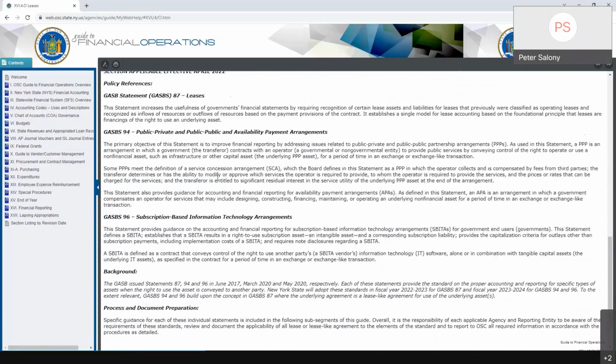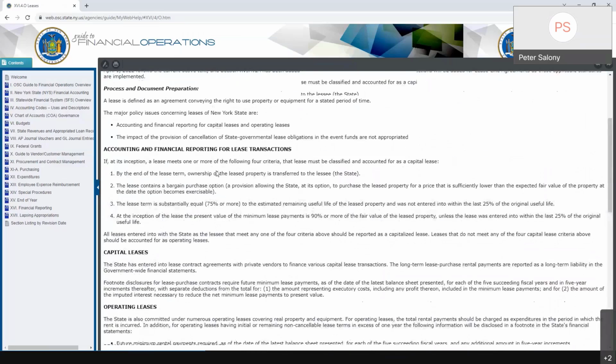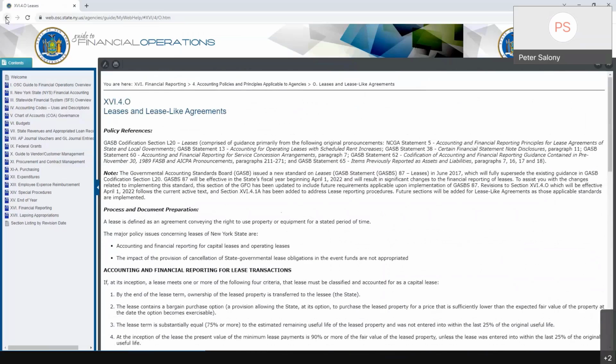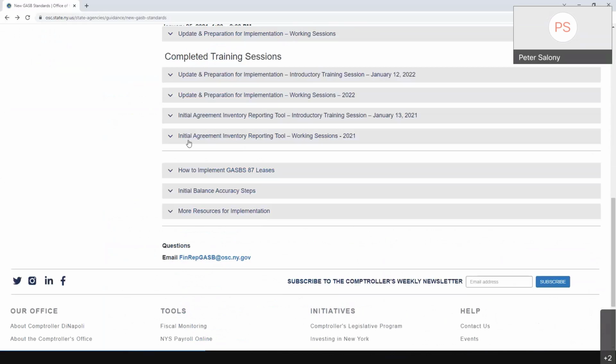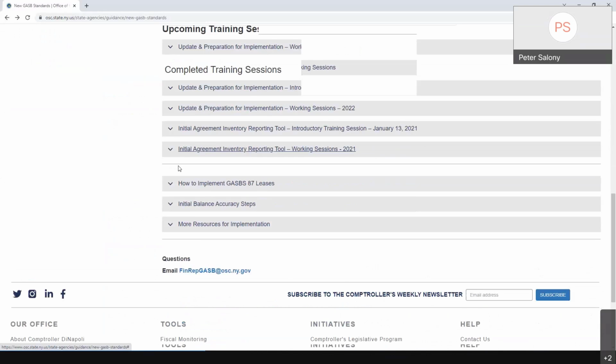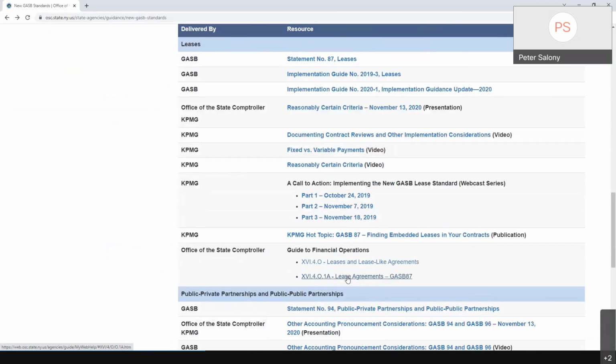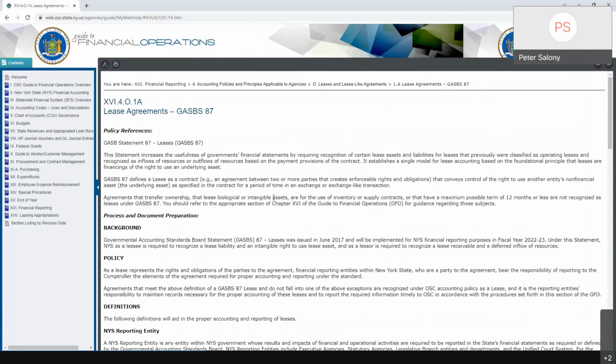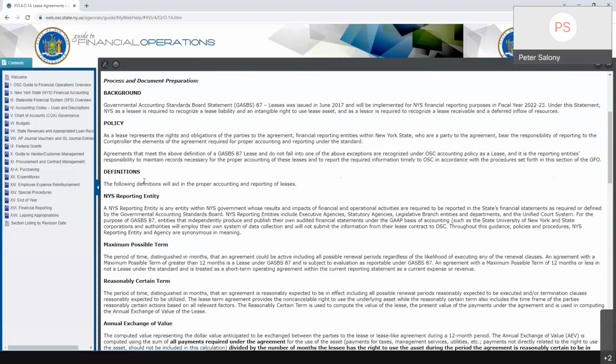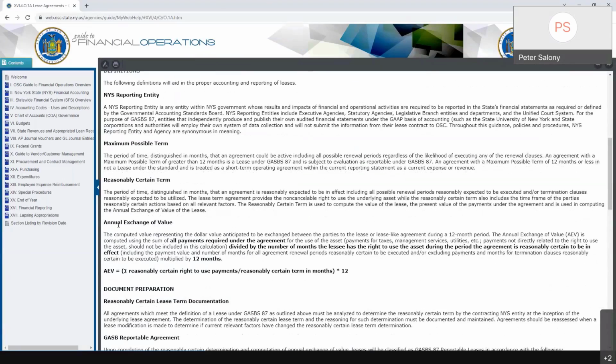And then it also, I clicked on the wrong one. We go back to here. Resources, the one below it. This is the lease agreements, GASB 87. It gives some background to the policy, and then it gives some definitions. And here you can find your annual exchange value. And this is what Corey said.